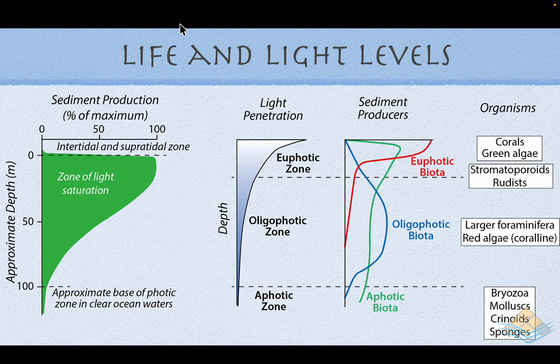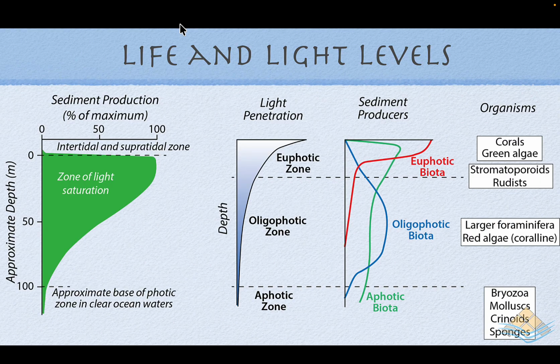Below that we have the oligophotic zone. This is also known as the lower photic zone, the dusk zone. It's sometimes termed the mesophotic zone. It's the zone with lessened light penetration, but light is still penetrating. Because of that, symbiotic algae, which require light, are still active.